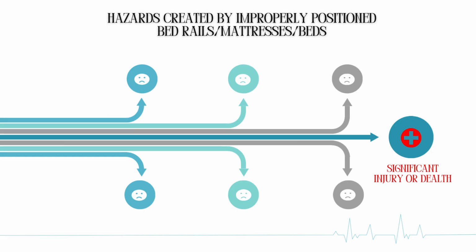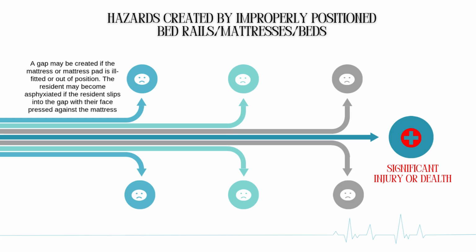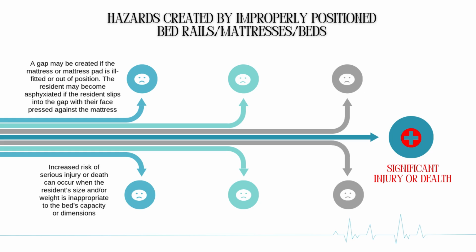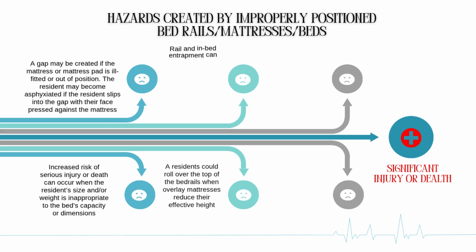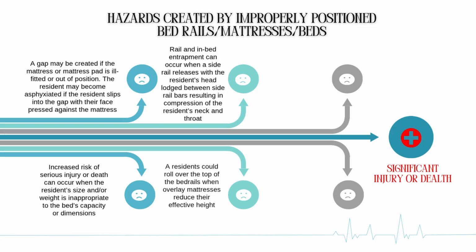The following hazards related to improperly positioned bed rails, mattresses, or beds have been identified. A gap may be created if the mattress or mattress pad is ill-fitted or out of position. The resident may become asphyxiated if the resident slips into the gap with their face pressed against the mattress. Increased risk of serious injury or death can occur when the resident's size and/or weight is inappropriate to the bed's capacity or dimensions. A resident could roll over the top of the bed rails when overlay mattresses reduce their effective height. Rail and in-bed entrapment can occur when a side rail releases with the resident's head lodged between side rail bars, resulting in compression of the resident's neck and throat.